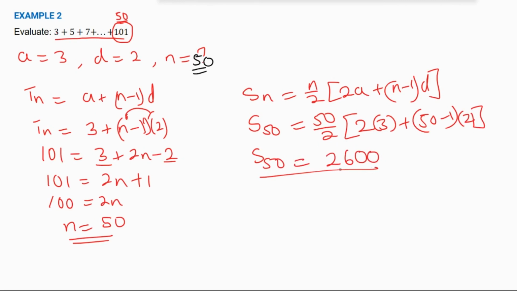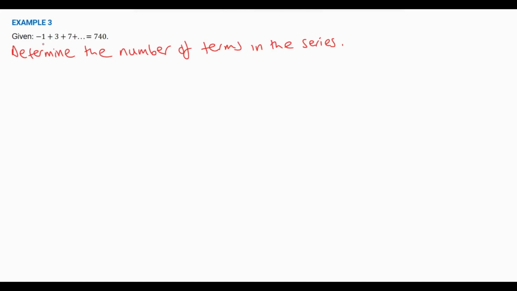All right, let's go to example 3. Given this series, -1 plus 3 plus 7, going on like that, is equal to 740. So what do we have here? What is 740? This is the sum of the terms. Okay, and then -1 is a, and then the difference is 4. So we have Sn is equal to 740, and then a is equal to -1, then d is equal to 4. What are we looking for? We want to find n, the number of terms.